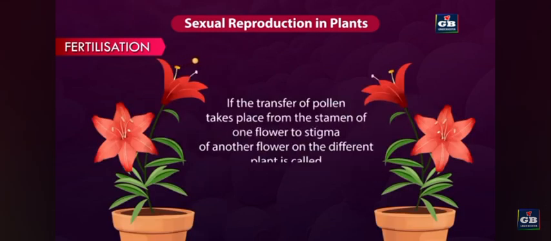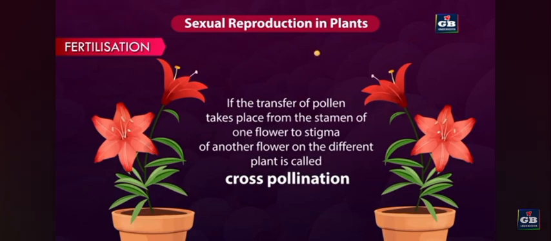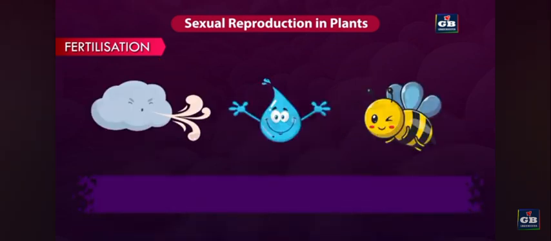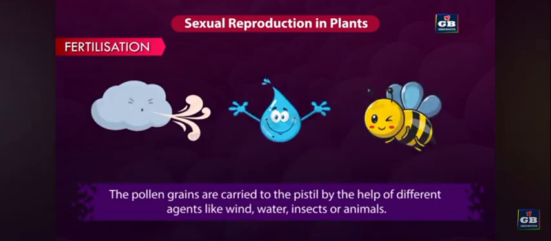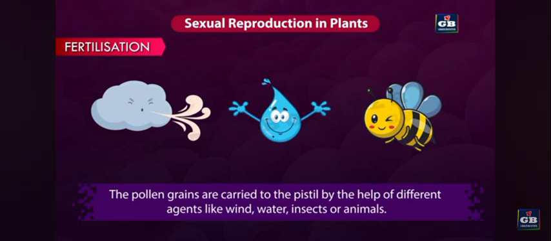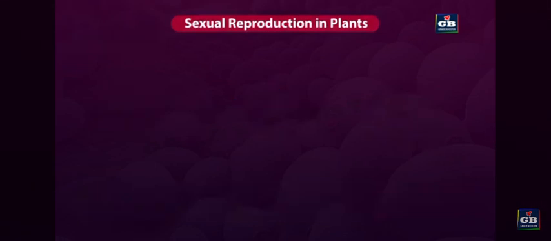If the transfer of pollen takes place from the stamen of one flower to the stigma of another flower on a different plant, it is called cross-pollination. The pollen grains are carried to the pistil by the help of different agents like wind, water, insects, or animals. Fertilization.